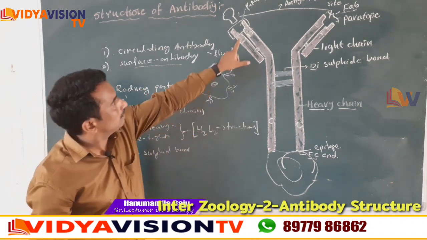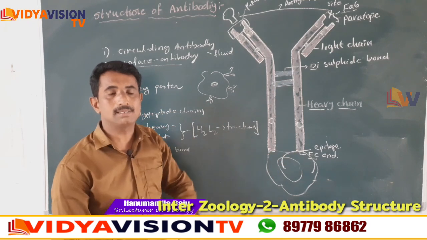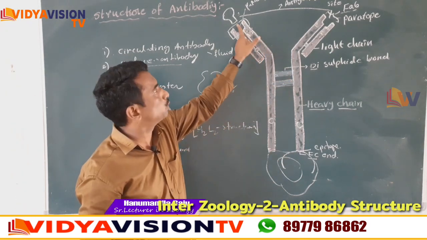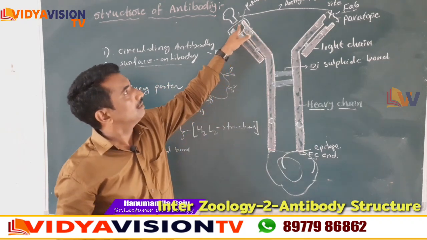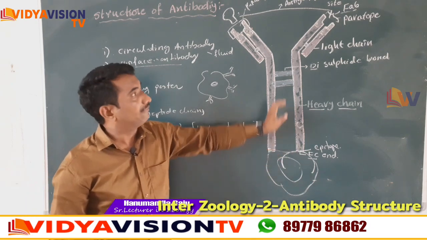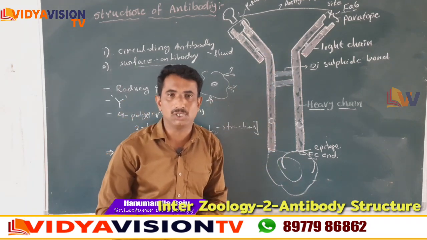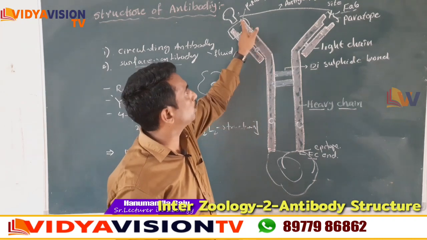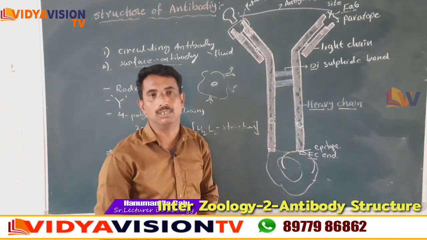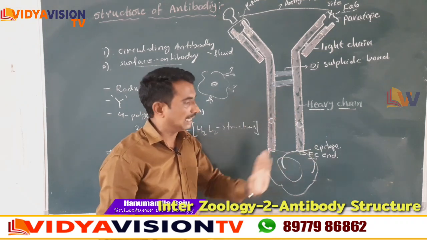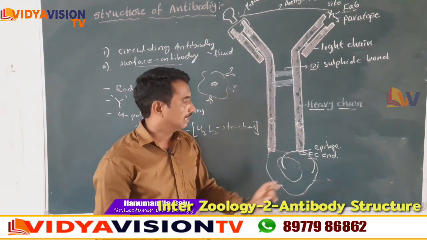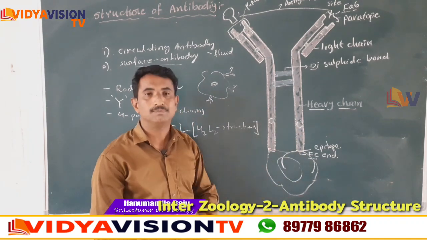Okay, so then it has 2 ends, children. The Y structure of the antibody has 2 ends. One is called FAB and another one is called FC. FAB means fragment antigen binding site. It is a paratope also, children. At this site, the antigen binds to the antibody. Now FC, at this end of the antibody, is attached to the surface of B cells.